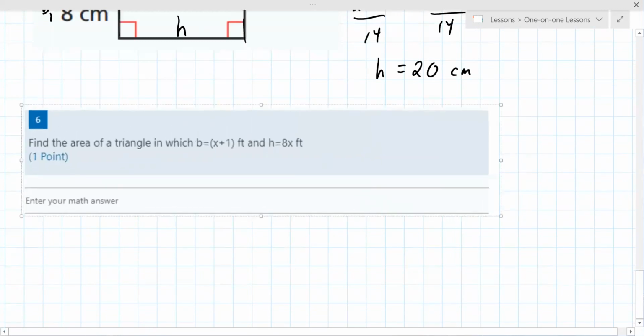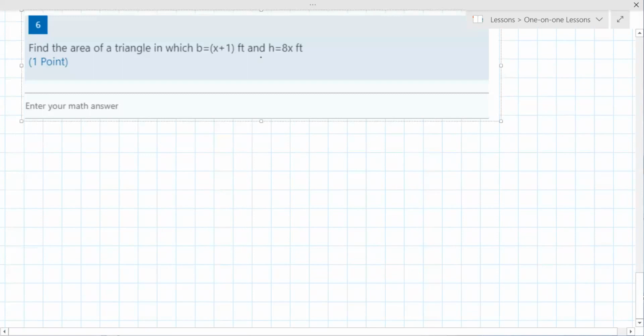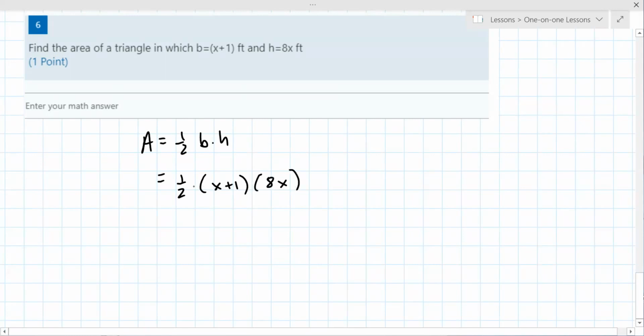All right, find the area of a triangle in which the base is that and the height is that. We could draw it, but the area of a triangle is 1/2 base times height. So you have this 1/2. Your base though is x plus 1. Your height is 8x.